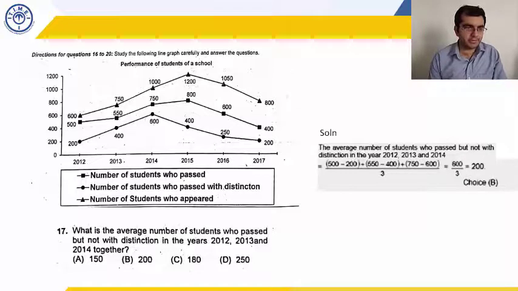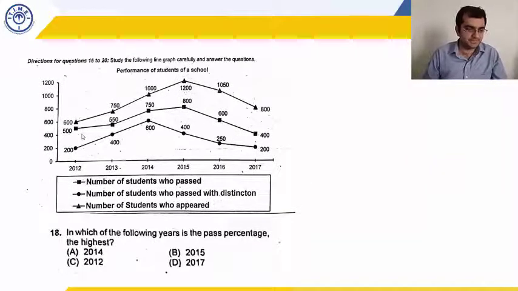This is fine, I hope. Passed is square, with distinction is circle. So passed without distinction will be square minus circle. Okay. Next, question 18. In which of the following years is the pass percentage the highest?